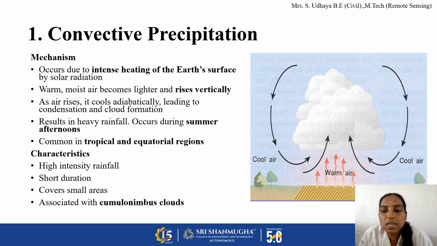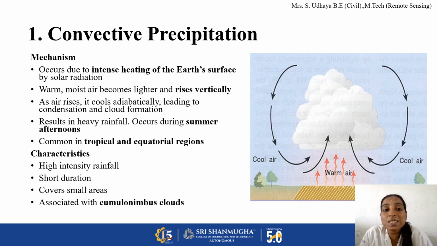Convective precipitation generally occurs due to intense heating of Earth's surface by solar radiation, that is during dry season, summer season. Here warm air becomes lighter and rises vertically into the atmosphere. In the atmosphere, it cools adiabatically, leading to condensation and cloud formation. It results in heavy rainfall.